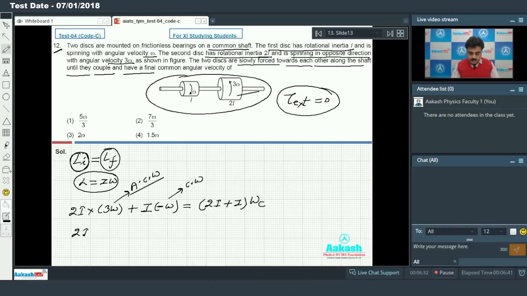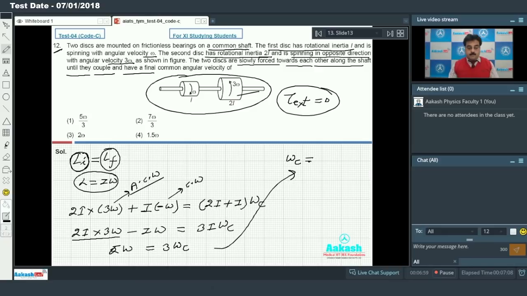We'll get 2I into 3 omega minus I omega, and that is equal to 3I into omega c. When you solve, 2 times 3 is 6, minus I omega, we'll get 5 omega, which equals 3 omega c, because I will cancel out. So the final common angular velocity is 5 by 3 into omega. This is my final value. So we can say my option number 1 is correct.